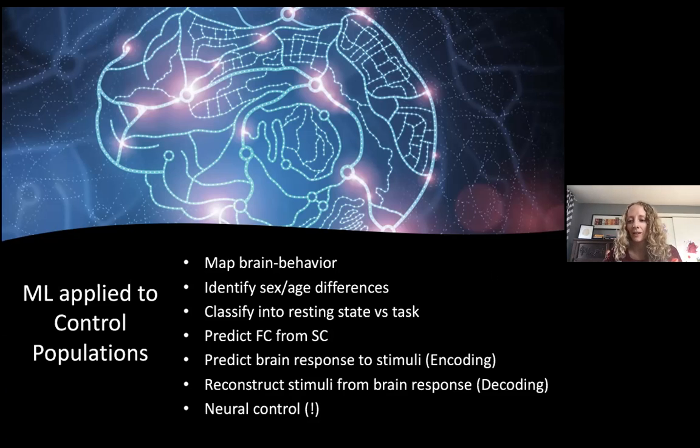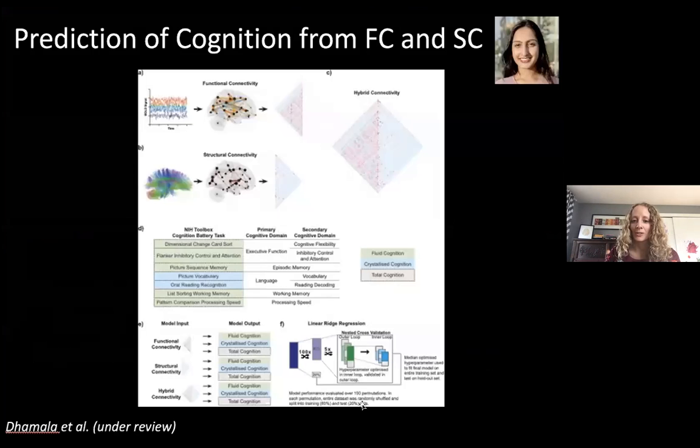Some other types of applications are classifying into resting state versus task using the fMRI data, and predicting functional connectivity from structural connectivity. And then, of course, there's encoding and decoding models. With the encoding models, our goal is to predict the brain's response to a particular stimulus. One example I can give you is images. When a person views an image, you could use an encoding model to predict how their brain is going to activate. And then, of course, the opposite direction is decoding, using the brain activation pattern to predict the stimuli. That's cool too. And then there's fine-tuning stimuli to get a particular neuronal response that you want. So I'll talk a little bit about that.